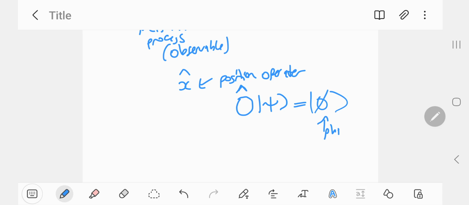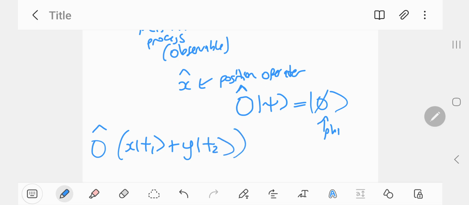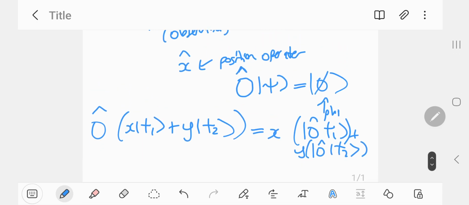In quantum mechanics, operators have the property of being linear. This means that some operator O acting on two states with coefficients x and y means that you take out the x, and operator O acts on the individual states, plus y times operator O acting on psi 2. You pull out the constants, x and y, and the operator acts on the individual states. Generally speaking, x and y are typically complex numbers in quantum mechanics.